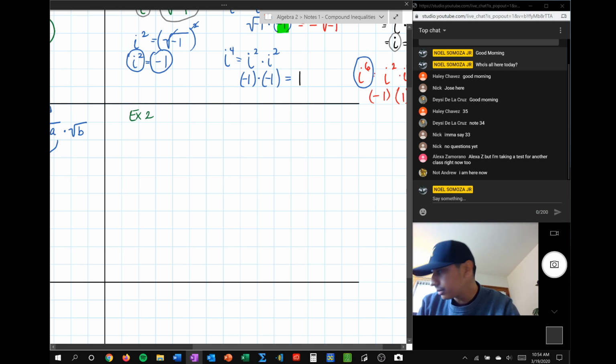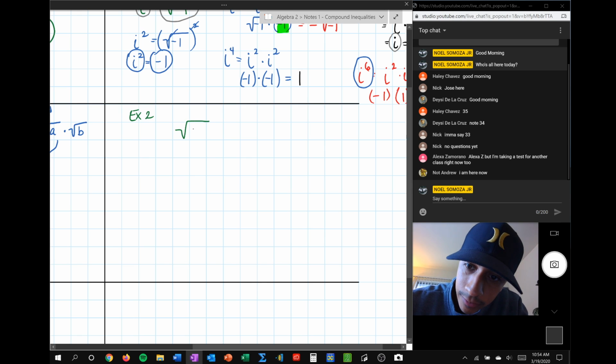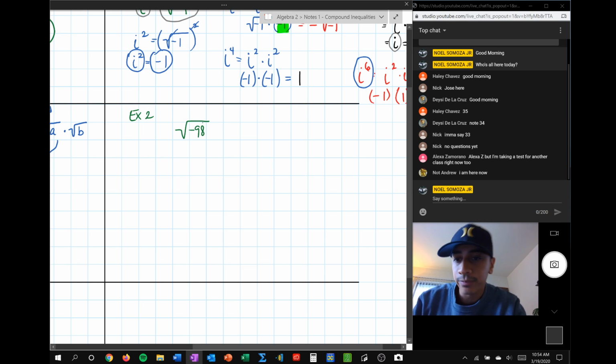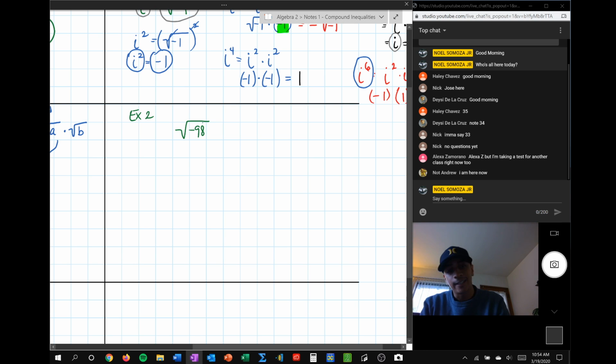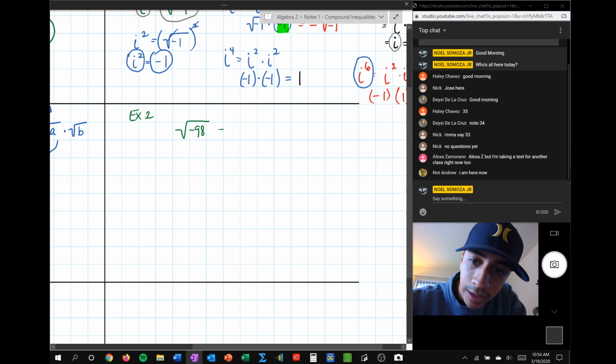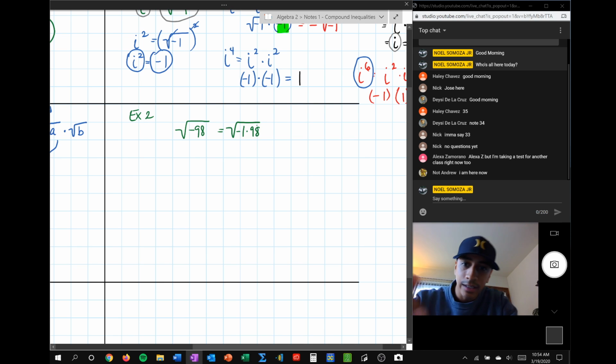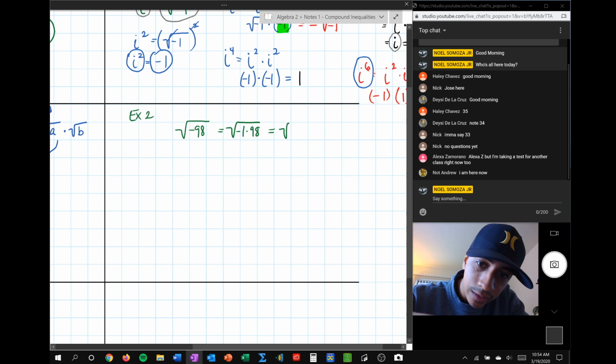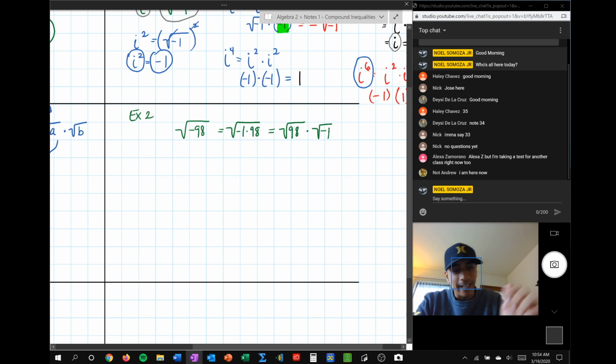Okay, so example 2, we got the square root of -98. Okay, so a couple things we can do here. The first thing, get rid of your imaginary, right? You can break this up. You can see how this becomes the same thing as the square root of -1 times 98. Okay? Because of that, you can split it and say this is the square root of 98 times the square root of -1. Okay, well, the square root of 98, I'm going to deal with it later, but for now, I'm just going to bring it down.